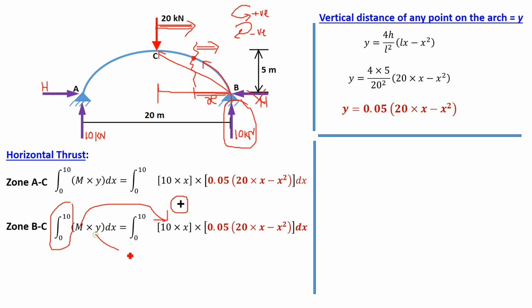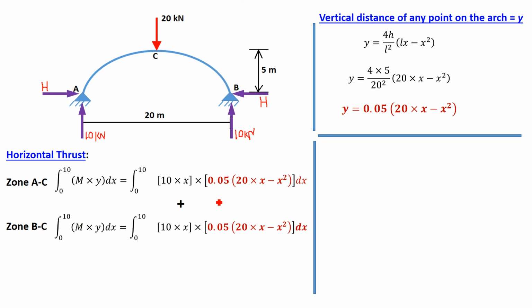Now the value of y is the same: y equals 0.05 into 20x minus x square. And we are adding these two zones because we are considering the complete arch A to B. We only divided it into two zones, A to C, then C to B. Now if you perform the integration in your calculator or manually, you will get the answer.